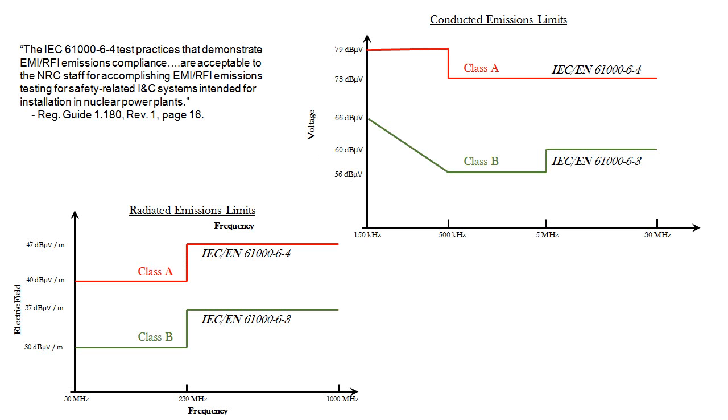Now, looking at both sets of limits on the screen, the answer becomes obvious. Yes, the equipment complies because the limits of EN 61000-6-3 are more stringent than those of IEC 61000-6-4, and the relay meets the more stringent limits of the 6-3 standard.